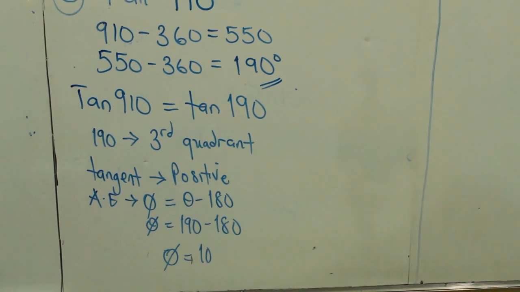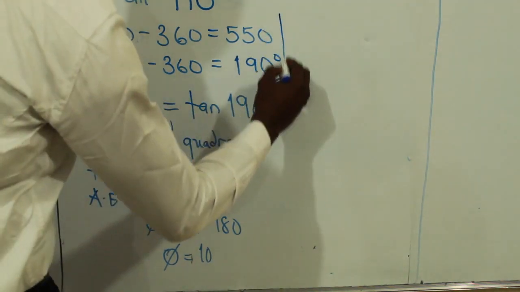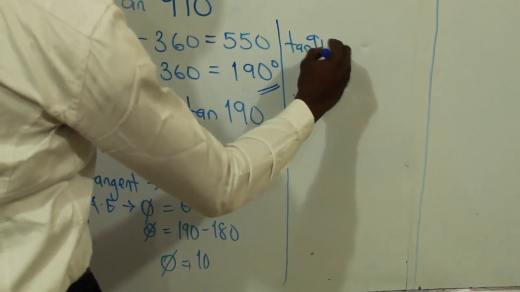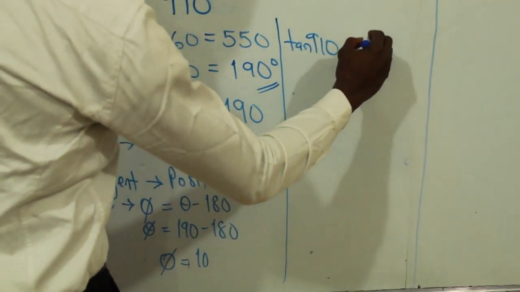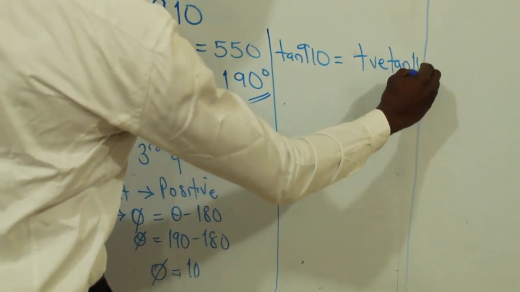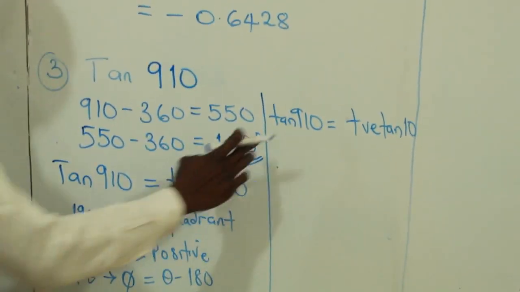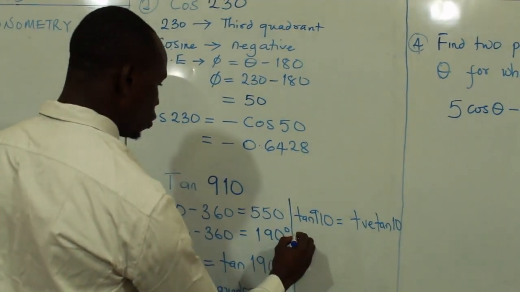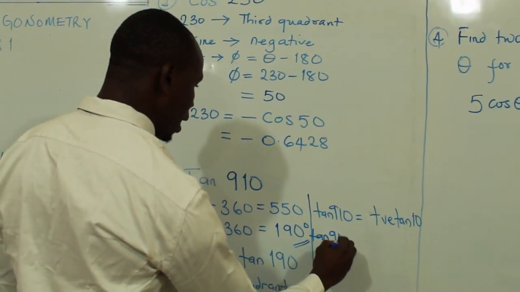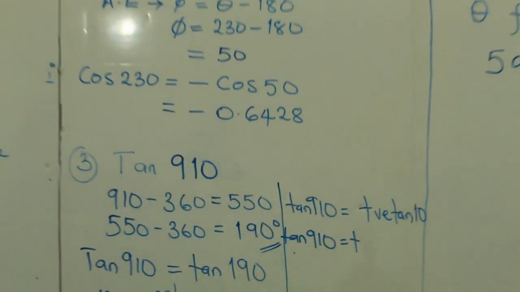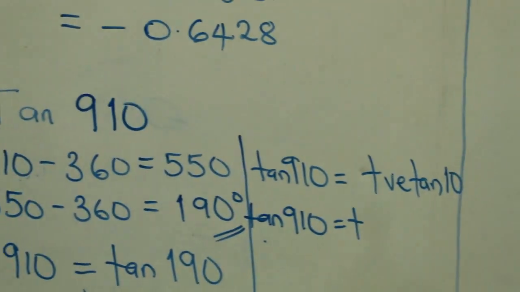Now that we have narrowed it to a value that we can look up from the 4-figure table, we write that tan 910 is equal to positive tan 10. So tan 910 becomes plus. Please check up the value of tan 10 from a 4-figure table.